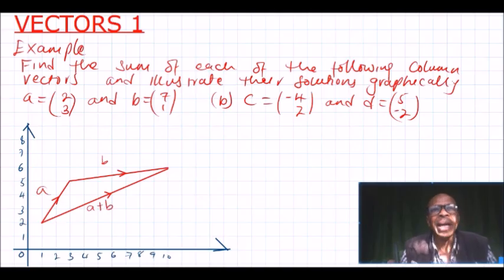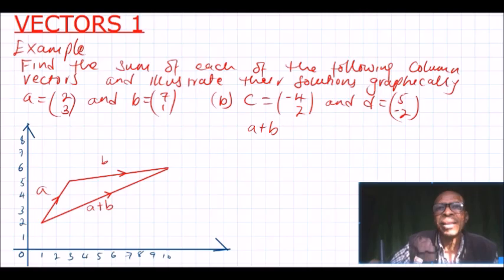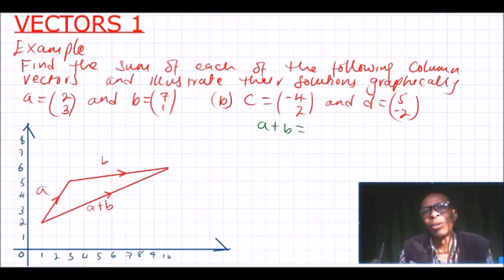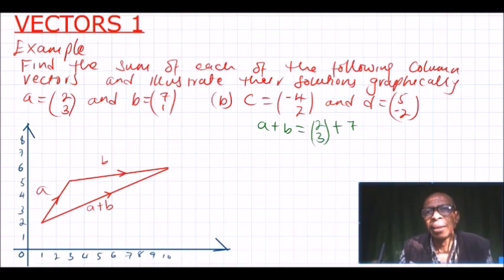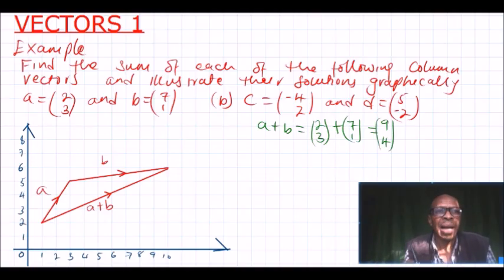And we can prove that because we can say A plus B is equal to, let's use a different color here, A is (2, 3), as illustrated here, plus B is (7, 1). We add the corresponding components. 2 plus 7 is 9. 3 plus 1 is 4. Let's check our components of the vector AB.